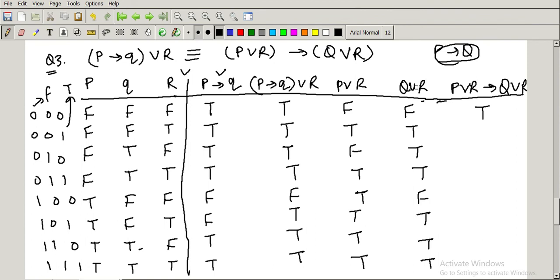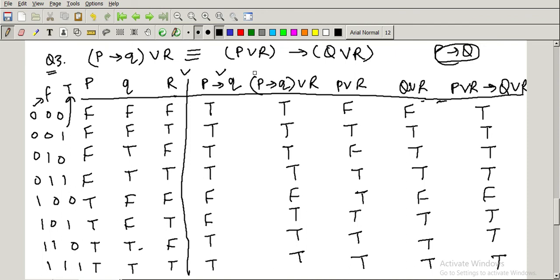So that will be P and that will be Q. If this is false and this is false, then that will be true. If P is true and Q is true, then the whole statement will be true. If P is false and Q is true, then the whole statement will be true. If P is true and Q is false, then the whole statement will be false, right? And these three are true, true, true, because they both are true.